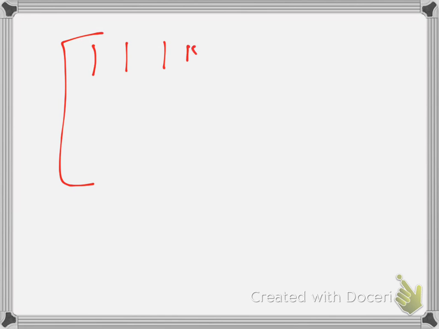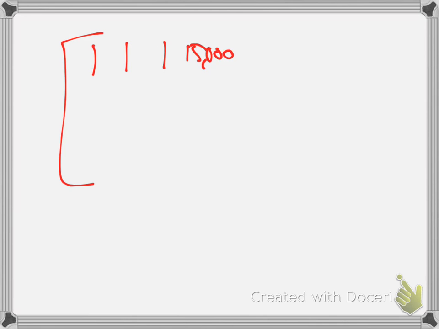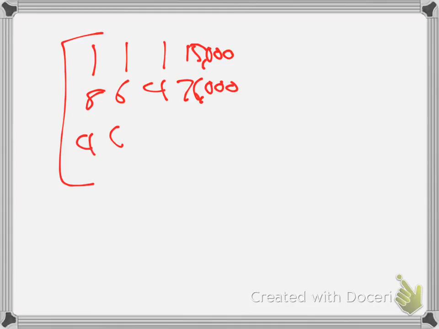1, 1, 1, 15,000. 8, 6, 4, 76,000. You really don't want to know. You know what you want to see? Do the show me an example on Math Excel. You'll see 15 steps that your calculator's doing for you. I'm trying to build up your thankfulness for my teaching. Are you more thankful now? 4, 6, 2, 44,000.